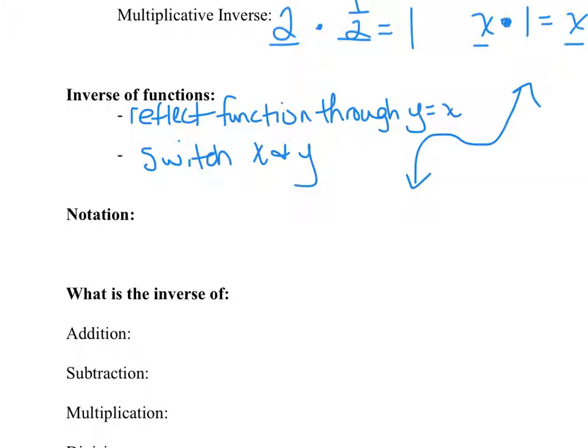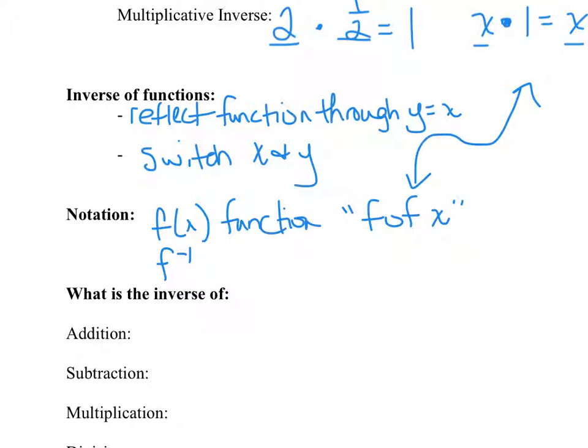So notation. Hopefully you remember that f of x is your regular function notation. That's how you say it. It looks like f x, but it's f of x. This right here is the notation for the inverse of f of x. It looks like to the -1 power, but it isn't. It actually represents the inverse. So you kind of say it backwards.